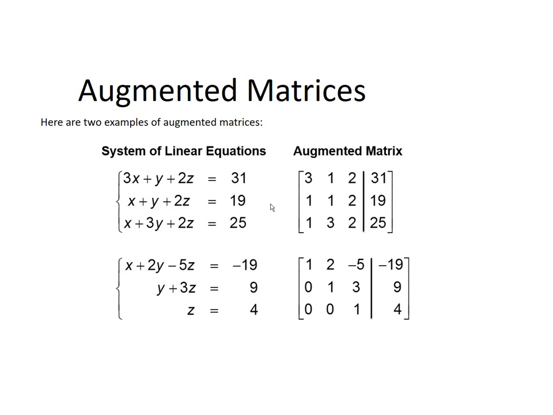Our second example of an augmented matrix, the system of equations x plus 2y minus 5z equals negative 19, which leads to a first row of our matrix as 1, 2, negative 5, negative 19. Second equation of our system is y plus 3z equals 9, which means we have a second row of 0 because there's a missing x term, 1, 3, 9. And then our final equation in our final row is z equals 4. Because there's a missing x and y term, that would be 0, 0, 1 for the z, and 4.